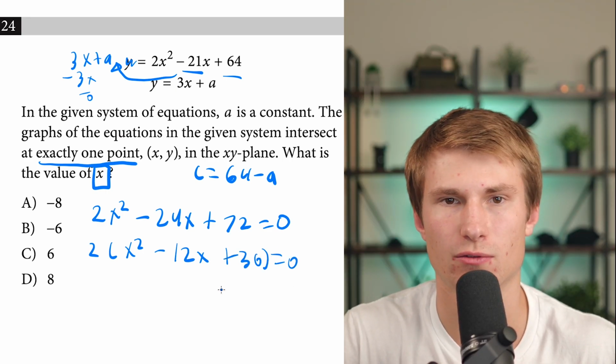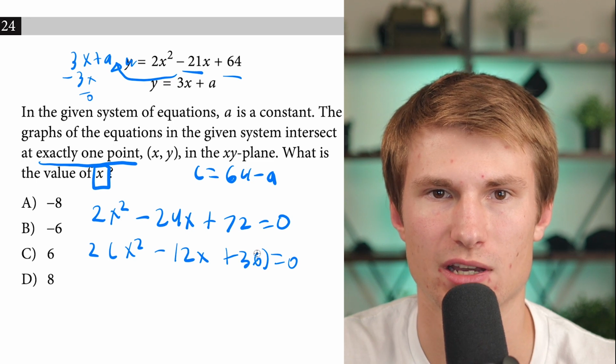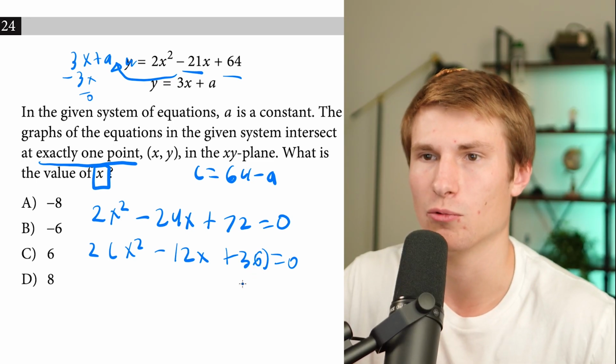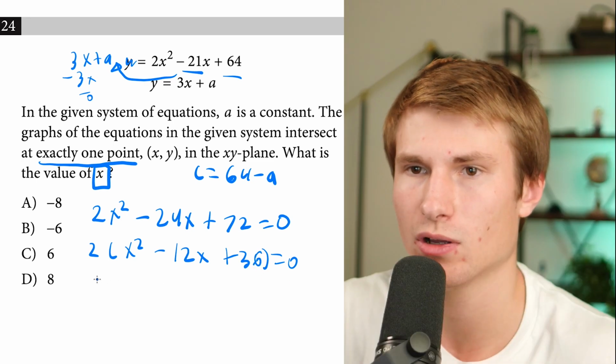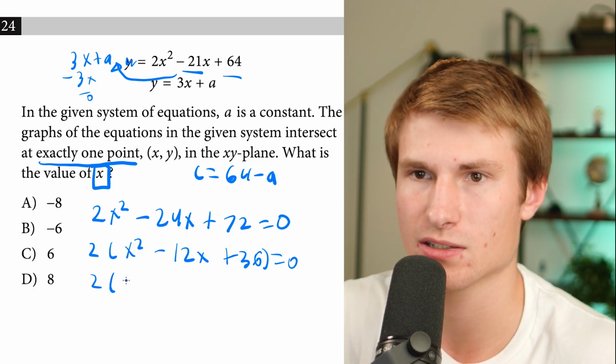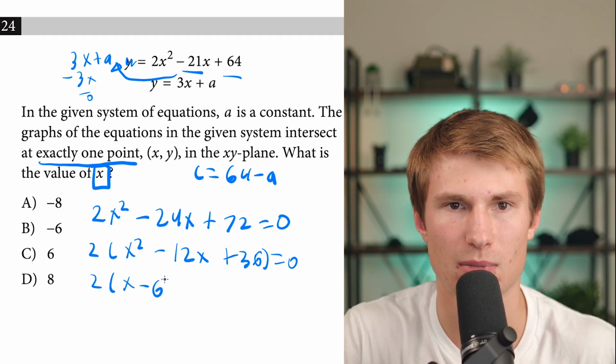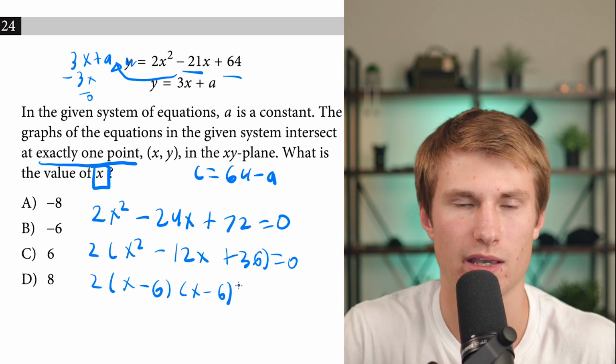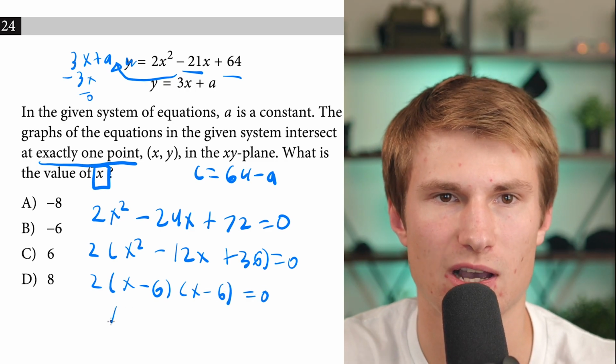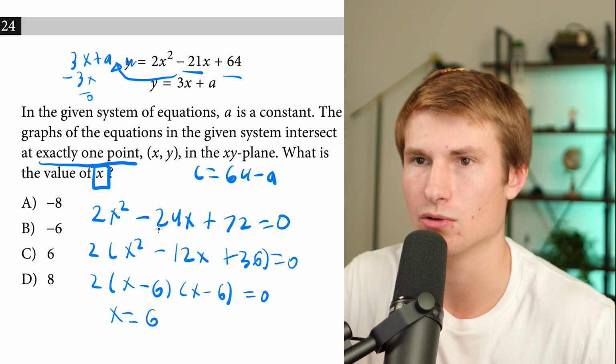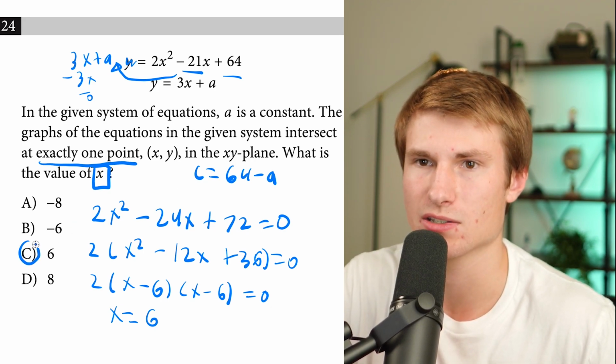From there, I'm looking for numbers that multiply to get 36 that will have a sum of negative 12. So from there, I'm looking at 6 as the value for that. So that would be x minus 6 times x minus 6. Okay, now we factor this out. We see that x will have to equal 6. So our value for the value of x then would be 6. So our answer there would be C.